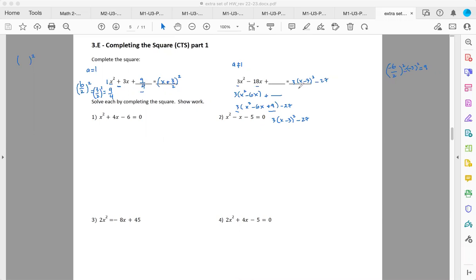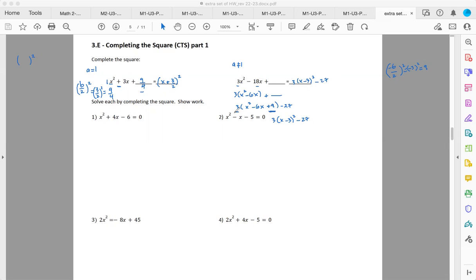Okay, so I turned it from standard form to vertex form by doing that. This is the difference between when you have a equal to 1, and you can automatically do (b over 2) squared, versus when you have to factor 3 out. And when you do that, be careful: whatever you add here to complete the square is going to be multiplied by this number.